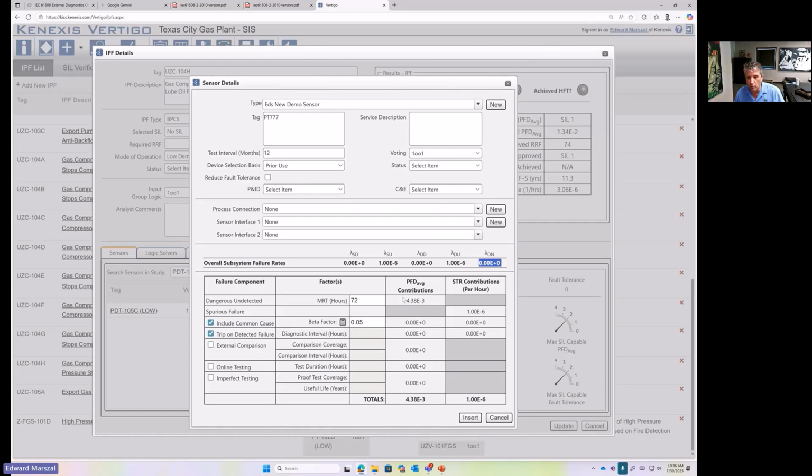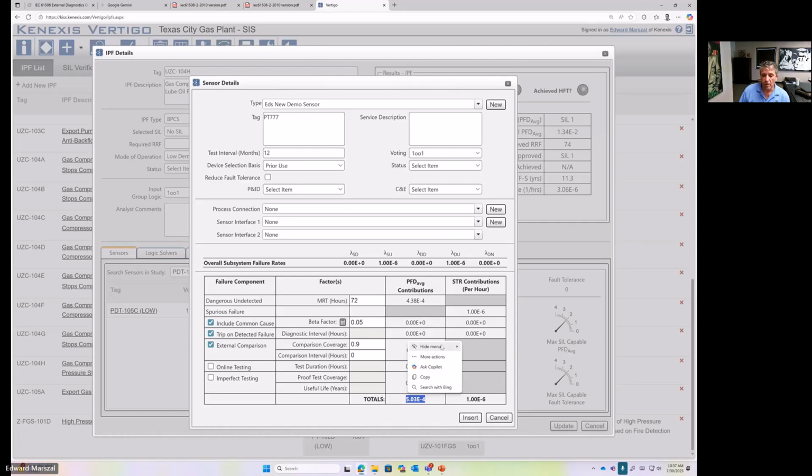Now, what I'm going to ask you to do, look at this number and remember 4.38 E minus 4. 4.38 E minus 4 is based on a lambda DU of 1 E minus 6. If I put this external comparison of 90% down, you'll see that my PFD here went down dramatically. It went down by an order of magnitude. Why? Because I decreased my lambda DU by an order of magnitude by converting those dangerous undetected failures into dangerous detected failures. Now, I'm not shutting down the plant, so I still have that 72-hour unavailability when a failure occurs, but that PFD contribution is small in comparison. So we've got ourselves not quite an order of magnitude improvement in the PFD.